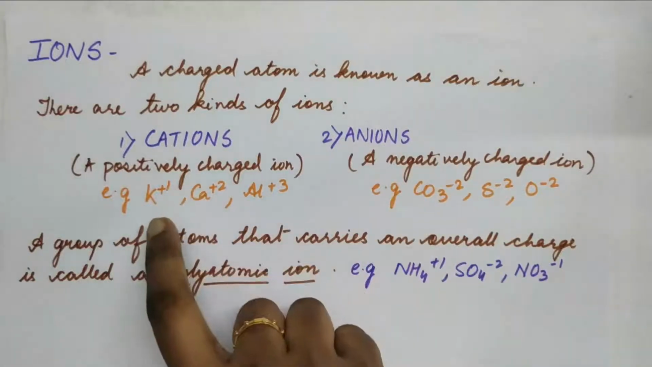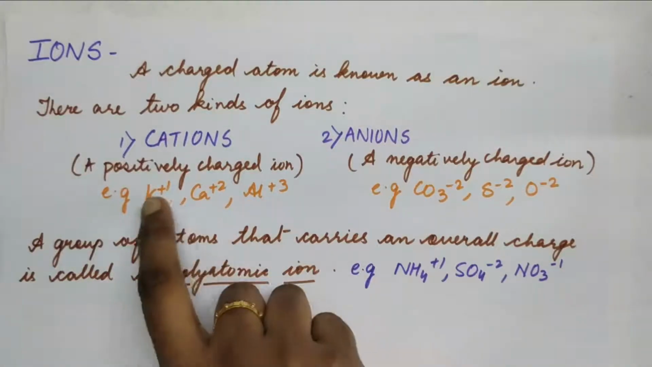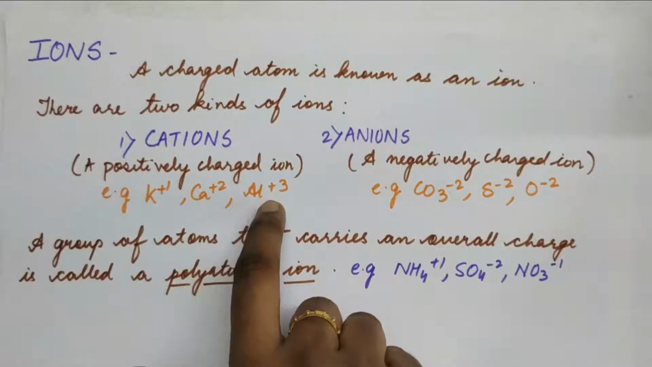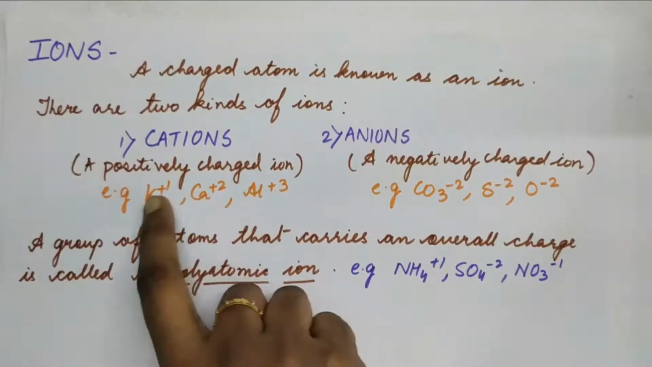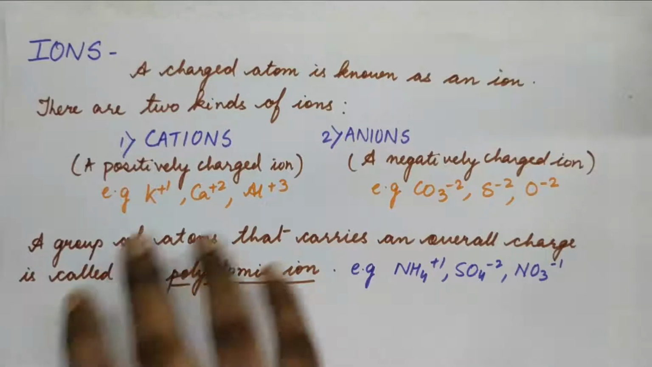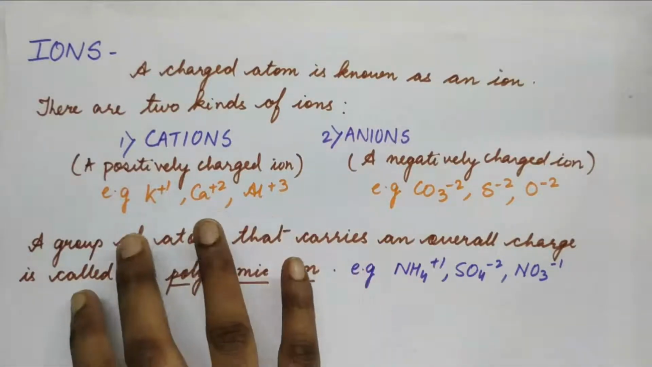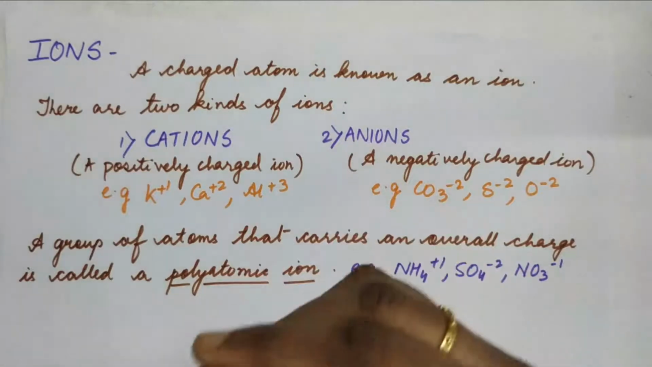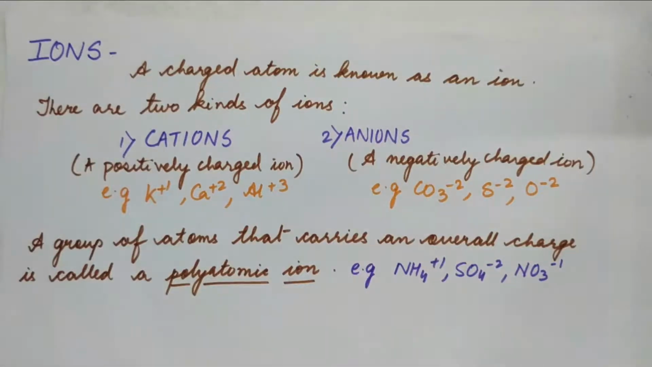Some examples are potassium and calcium, where you can see +1, +2, +3. These numbers which are written on the top are actually called the valency. Now why does this happen? Let me just give you a quick small brief on it.